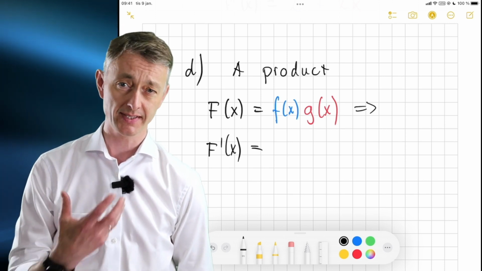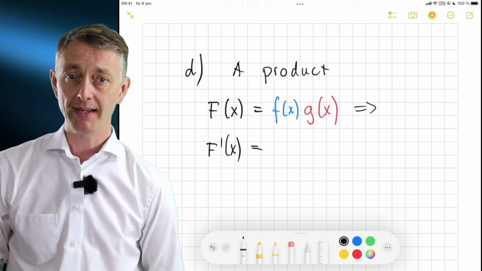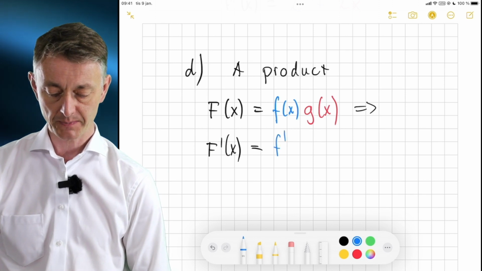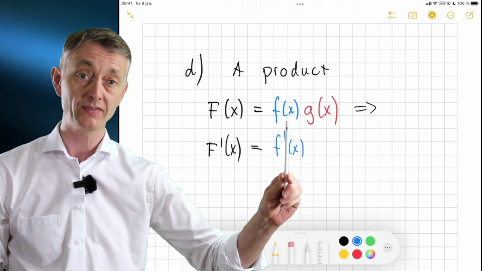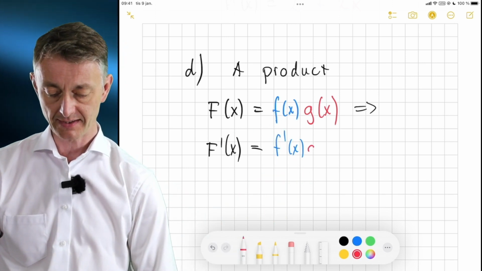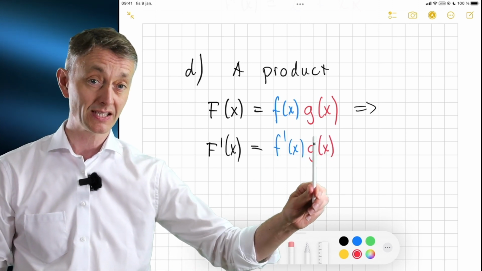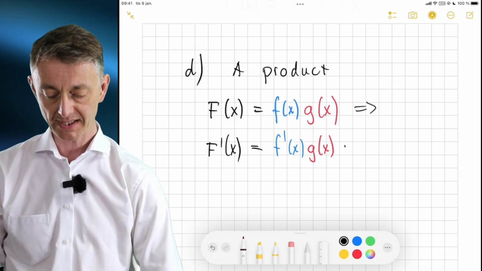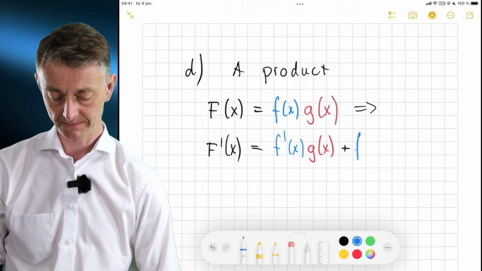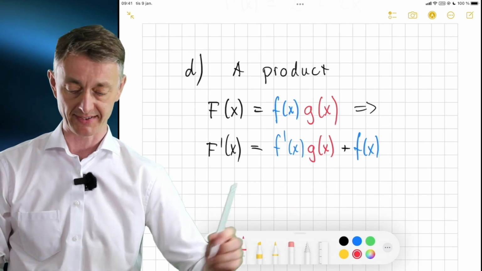Now, the rule for this, and you can look at the derivation for that in the Sydsaeter book, but I'll just write up the rule here. It's quite simple. It's f prime of x, that is, we take the derivative of the first function of x, times g of x, that is, not taking the derivative of g of x, but just having the level here, plus, and then we have f of x times the derivative of g of x.